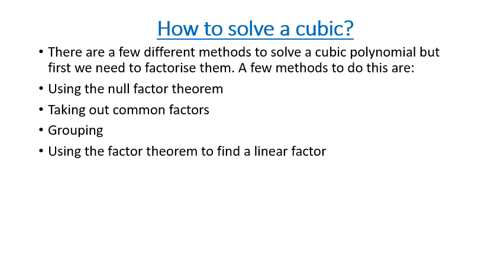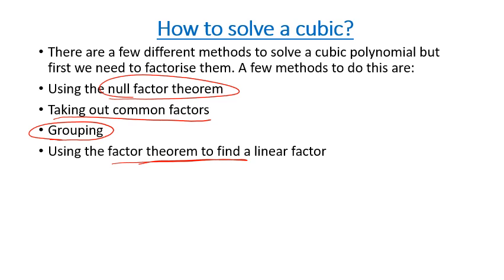The first one being the null factor theorem. The second one being taking out common factors, the third one being grouping, and the last one being using the factor theorem to find a linear factor, and then obviously factorizing and solving the remaining quadratic.